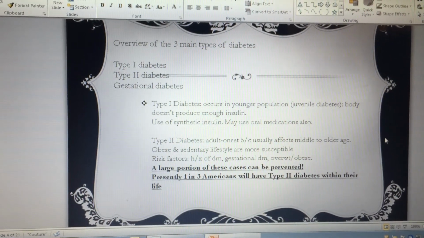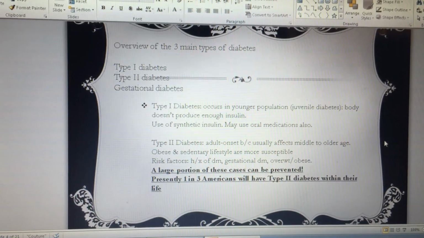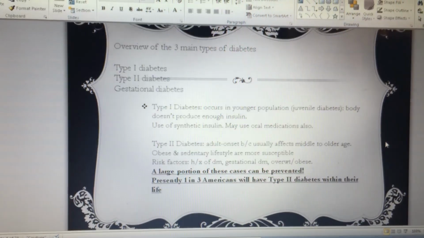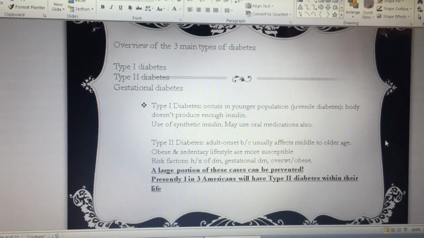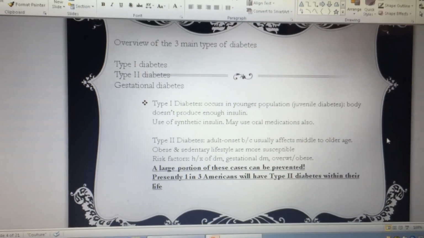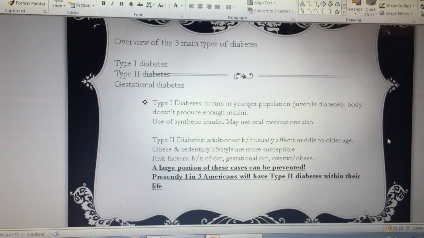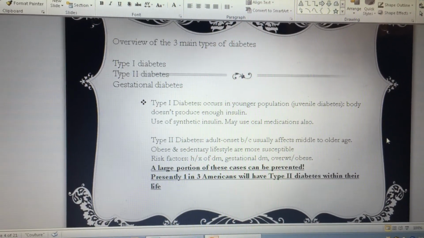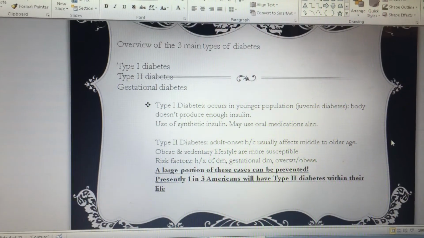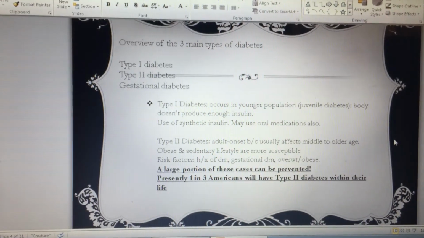Type 2 diabetes, also referred to as adult onset, usually occurs in middle to older adults. People who are obese or have sedentary lifestyles are more susceptible. Risk factors for this include a family history of diabetes, someone who had gestational diabetes, and someone who is overweight or is obese. A large portion of these cases can be prevented. Presently, 1 in 3 Americans will have type 2 diabetes within their life.